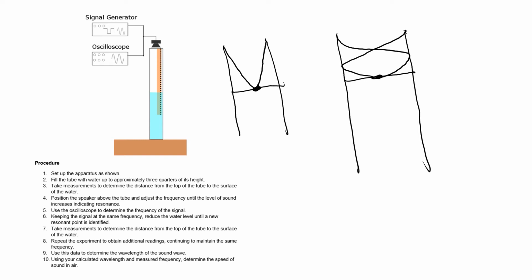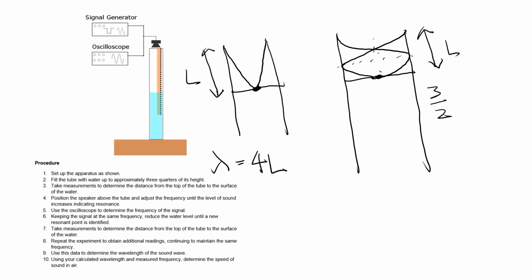So in this case, if this was L, then the wavelength is 4L, right? Again, if this was L, we need to split that up. So that's 1, 2, 3 sections. So you want 3 over 2L equals lambda.